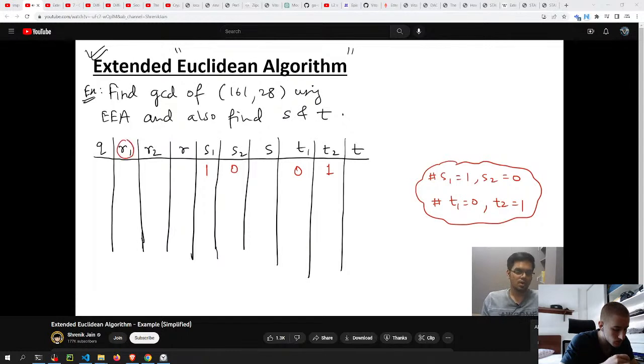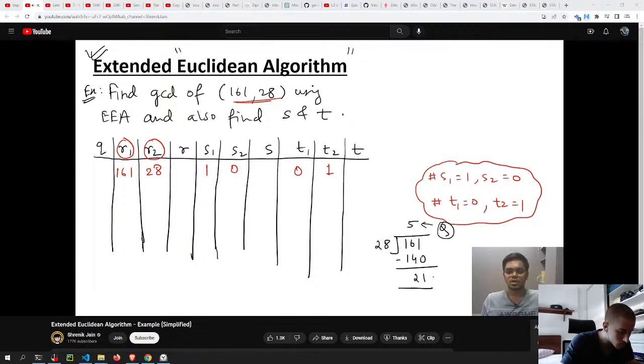Next is to fill in the values R1 and R2. R1 is the highest value among the two numbers. The highest value is 161, so R1 is 161, and the remaining number is R2. Use the logic we have already studied in the previous video. 161 divided by 28: 28 fives are 140. Do the subtraction, the answer is 21. The numerator part is the coefficient part, the remainder part is the other; the coefficient is 5, the remainder is 21.